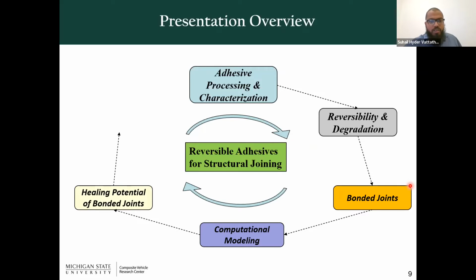And the fifth stage will be the healing potential. So yes, these bonded joints, once they are manufactured, undergo several loads, and there can be some existence of flaws within the adhesive. Can we heal these flaws or defects within the adhesive to regain its inherent strength? That is the fifth stage. And the last stage is the residual strain monitoring.